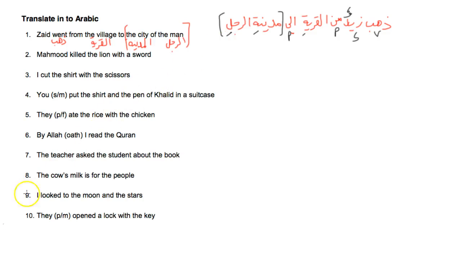Okay, next one. Mahmud killed the lion with a sword. So again, Mahmud killed is qatala, the lion is al-asad, and with a sword is sayf. So qatala, Mahmud, al-asad, and with is bi, and then sayf. That's basically how you join the ba onto the word.